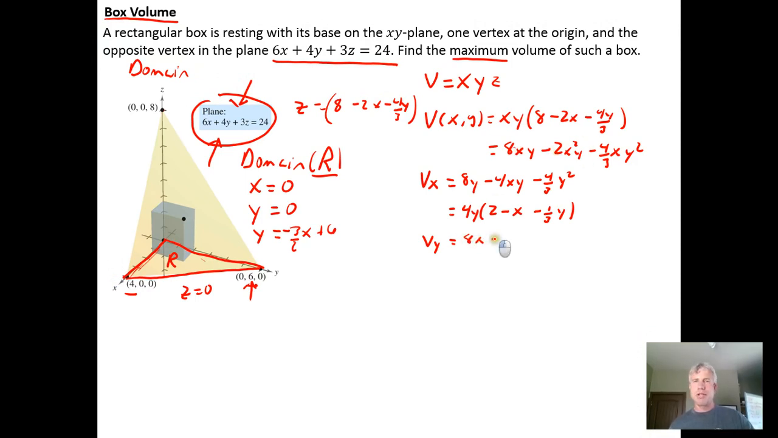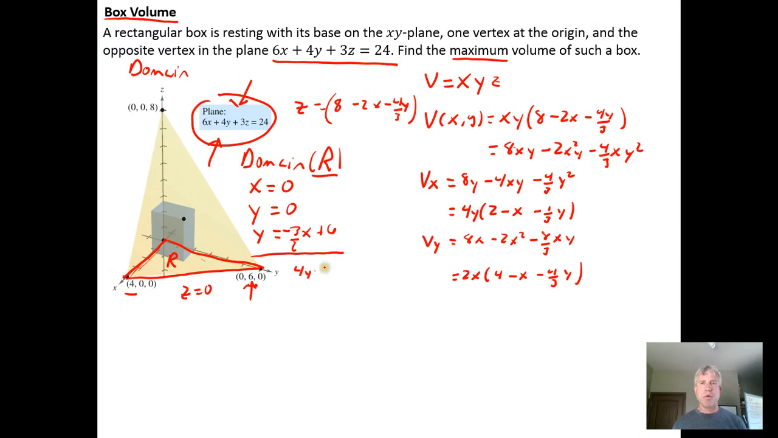minus 2x squared, and then minus 8/3 xy. And then I want to notice that a 2x shows up in all of the terms, so I'm going to get 2x times, we'll get a 4 here, minus an x here, minus a 4/3 y right here. And the factored form is going to be nice because we know that we need to set those partials equal to 0 to find critical points.